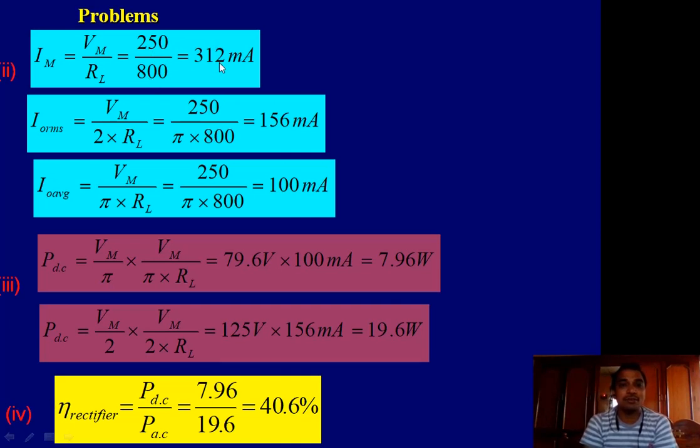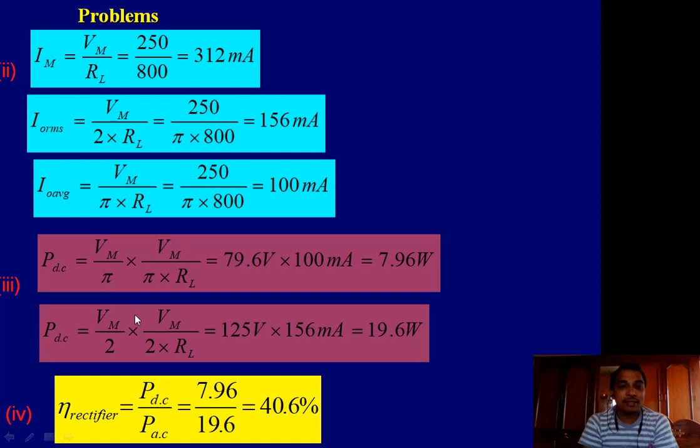So 312 milliamps. I naught RMS is V maximum by 2 into RL, or simply V naught RMS by resistance RL. So 250 by 2 into 800, the answer is 156 milliamps. Average output current I naught DC is Vm by pi into RL, 250 by pi into 800 ohms, that is 100 milliamps. So these are the currents flowing in the rectifier.